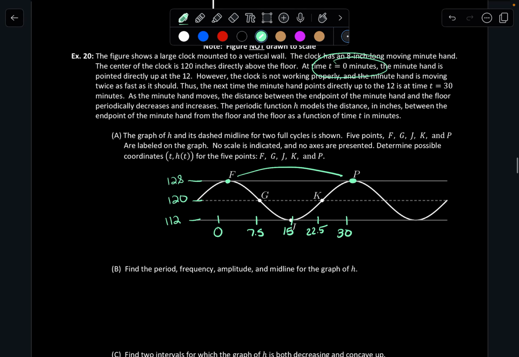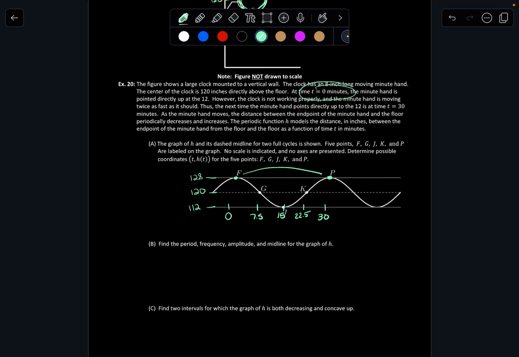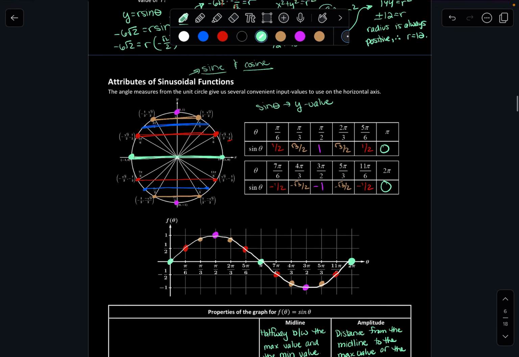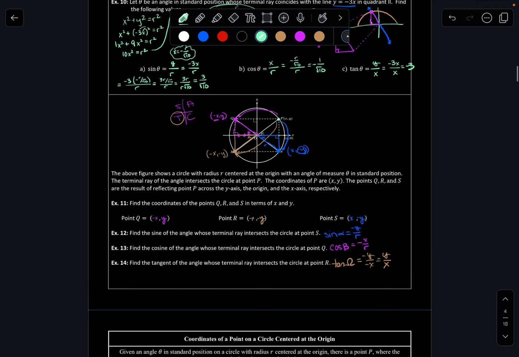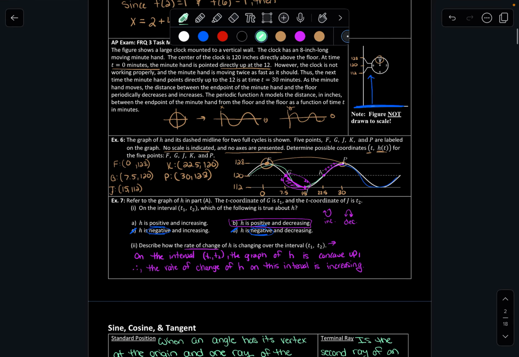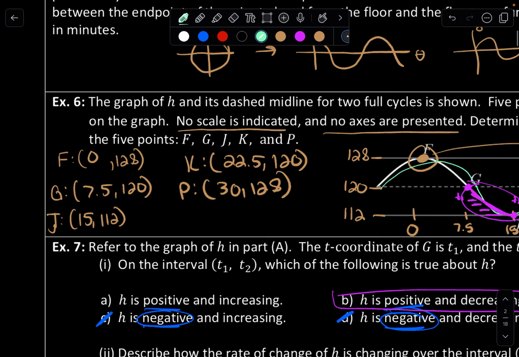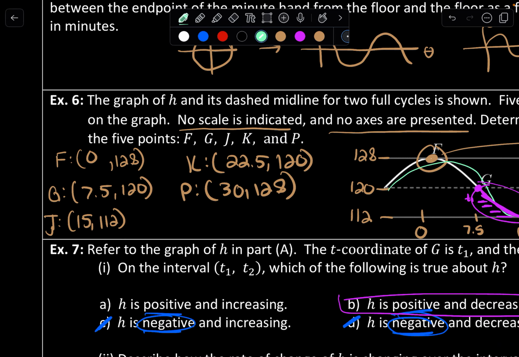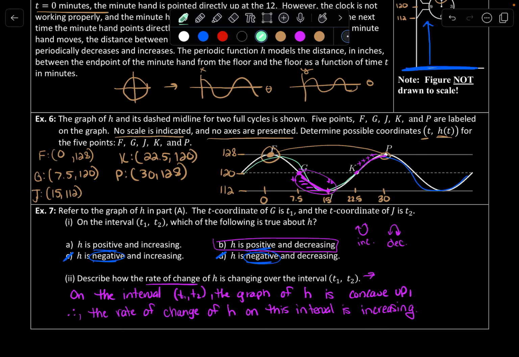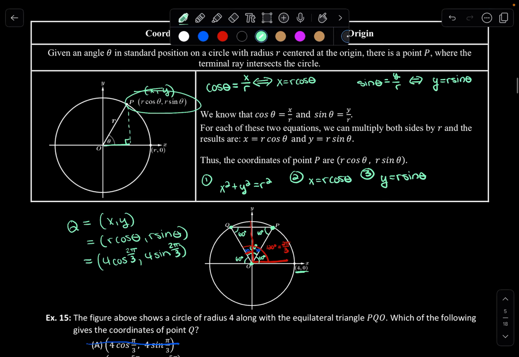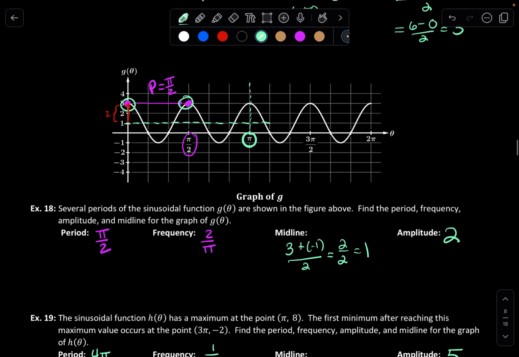So now to determine possible coordinates, I believe we already did this. Let me scroll up real quick, because I've done it so many times in class. Yep, we did. It's right here, example 6. So if you want to get those coordinates from there, you can, but it's going to be the same concept. Okay, so now I'm going to come back to this one.